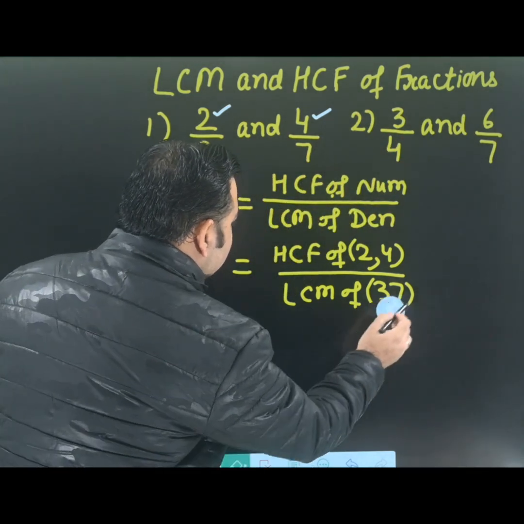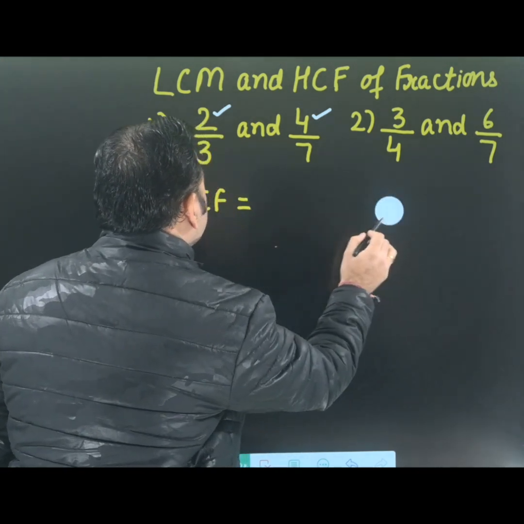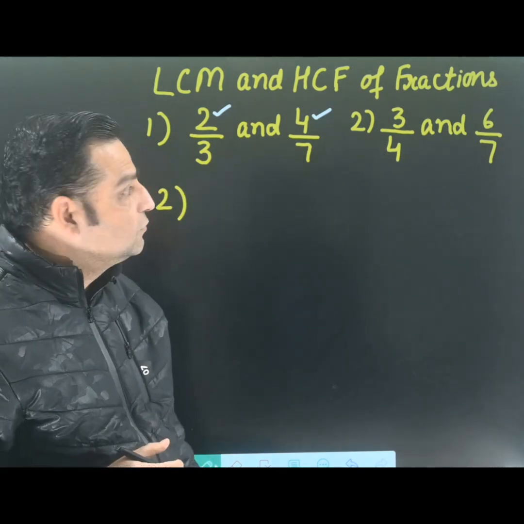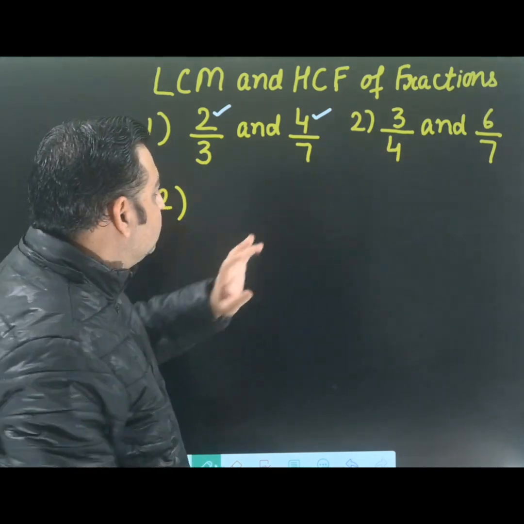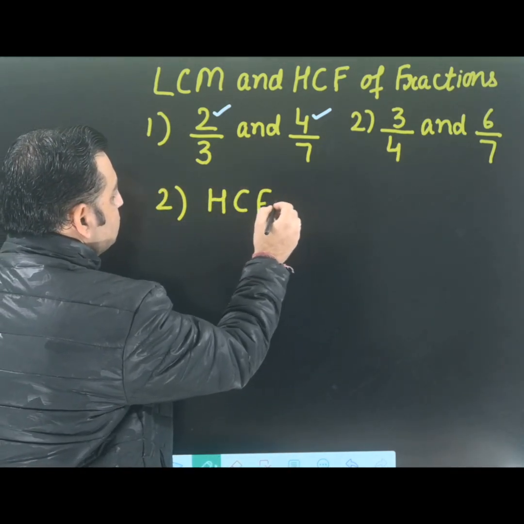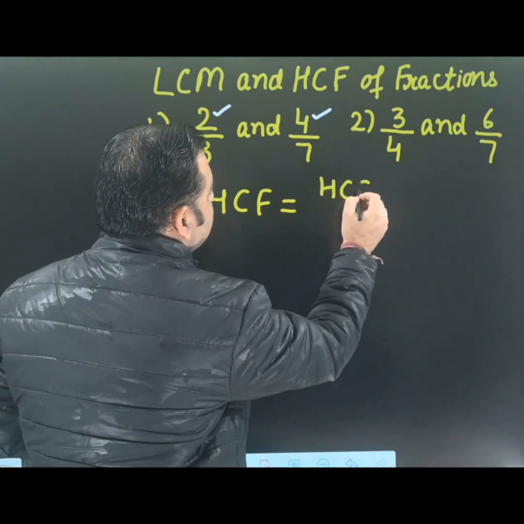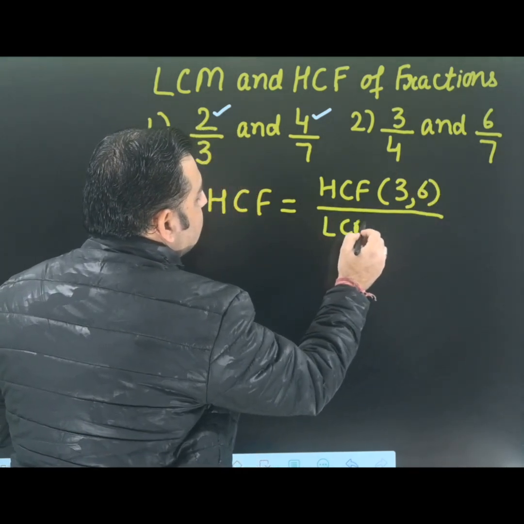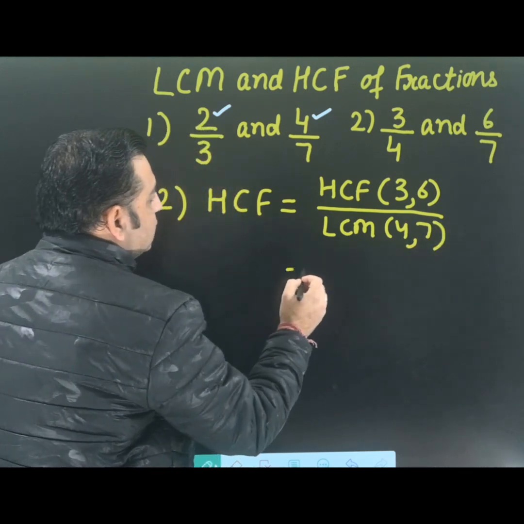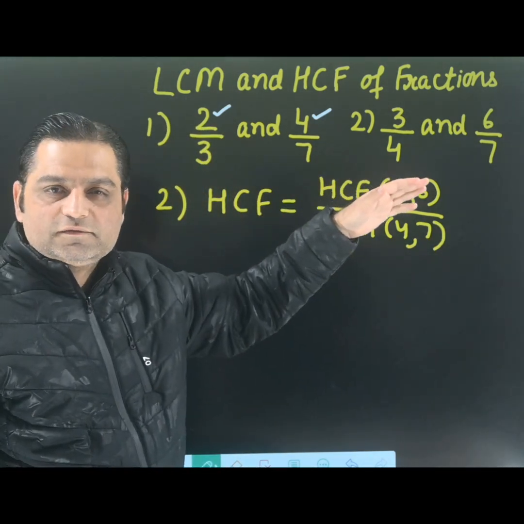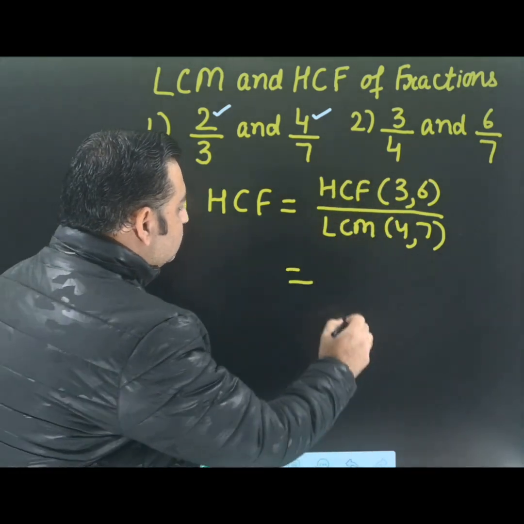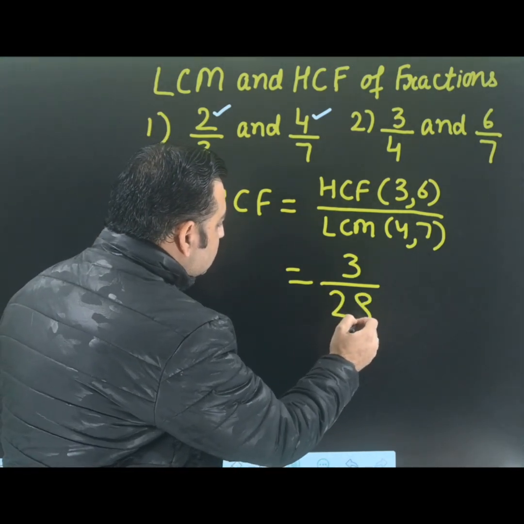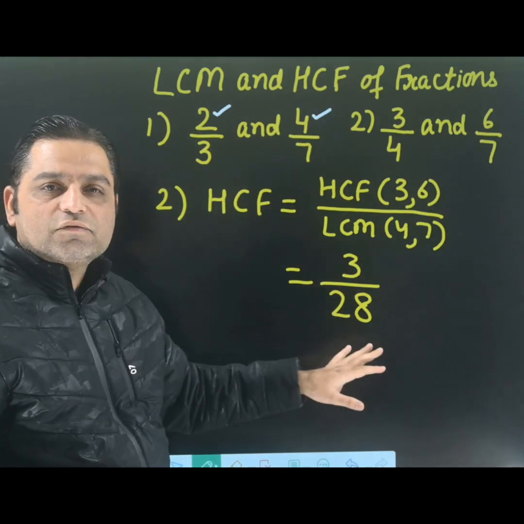I will again write the formula, because more you write, more you remember. But please do your question and let us see your answer is correct or not. 3 over 4 and 6 over 7. If you want to find HCF, what we need to do? We need to find HCF of numerators. Numerators are 3 and 6 divided by LCM of 4 and 7. Chaliye, let us do. What is the HCF of 3 and 6? Highest common factor of 3 and 6 is 3. LCM of 4 and 7, which is 28. That means HCF of second question is 3 over 28.